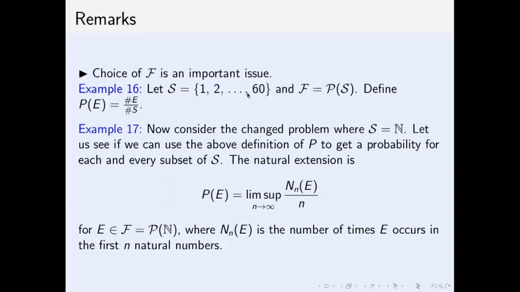Now think of a little bit of extension of this problem. Think of when S is not finite, but the set of all natural numbers. If I again take F to be the power set of the set of natural numbers N, how can I define the probability in this case? If I try to extend this definition, a natural extension is that I take a finite set from 1 to n, and count how many times E occurs out of the first n natural numbers.